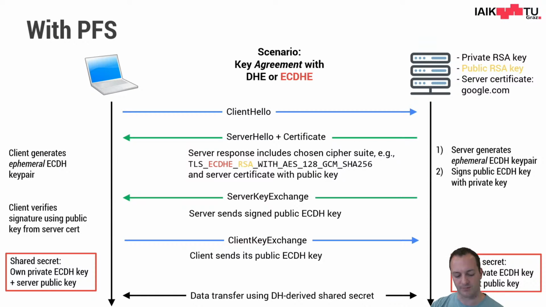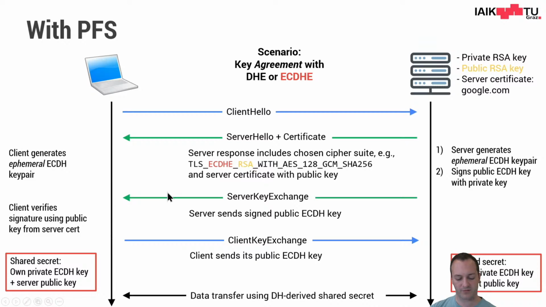So, coming back to the example. The client offered support for the cipher suite, the server picked the cipher suite and replied to the client with that, and the client, when receiving this, generates an ephemeral ECDH key pair. So it generates a public-private key pair for use with Diffie-Hellman that it will throw away after this TLS session has ended. The server does the same thing, but it also signs the public key of this key pair using the private RSA key. It signs it, it does not encrypt it, and it sends the signed public key to the client.